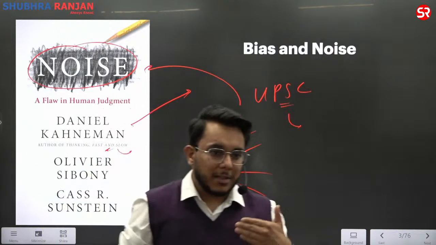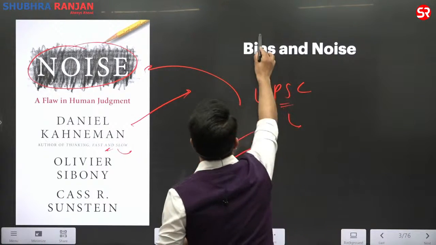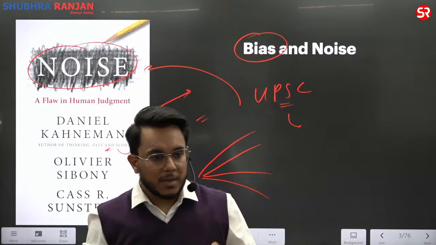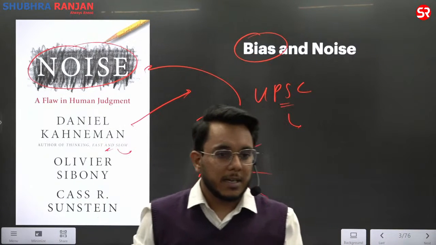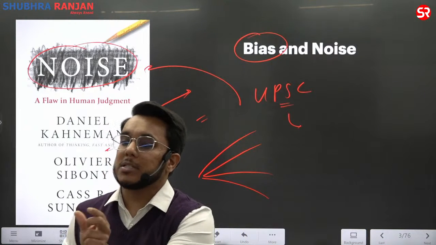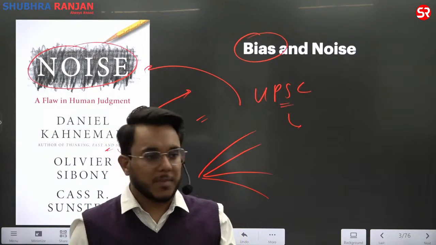Then there is noise, but then we have our biases as well. We have our biases as well. What does bias mean? We selectively think, on the basis of our limited understanding, that a particular piece of information is more important and that piece of information is less important. Are you getting it or not?